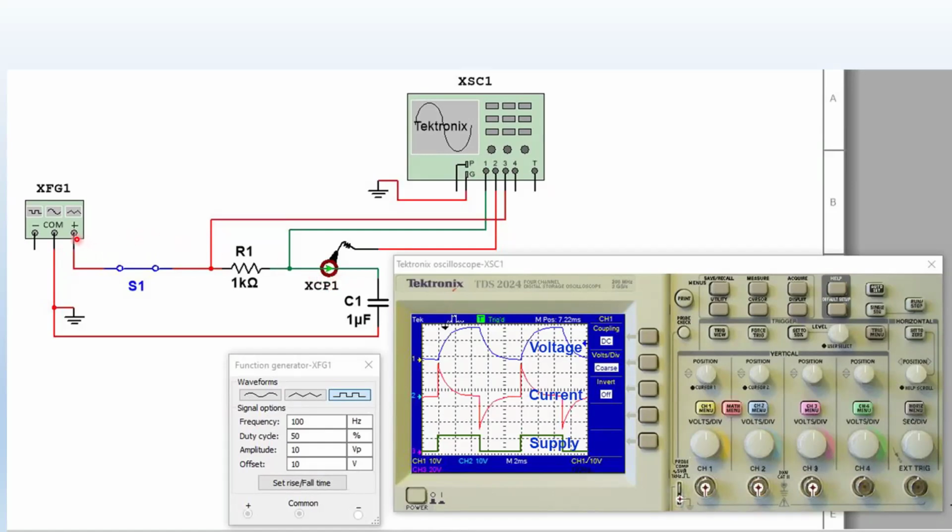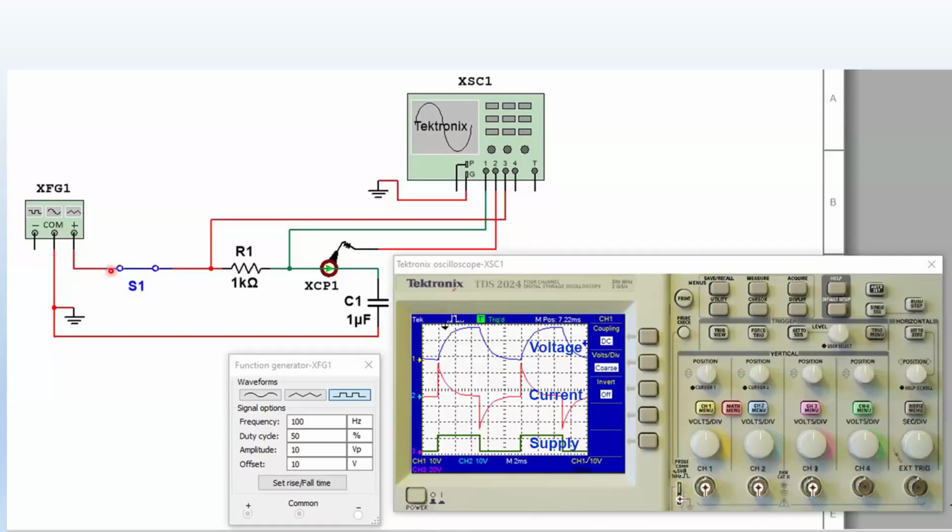We have a power supply, and we have a switch. Through the switch, it goes through a 1 kilo ohm resistor. Then we go to a capacitor, and we close the circuit right here. So what is going to happen when we turn the switch on?